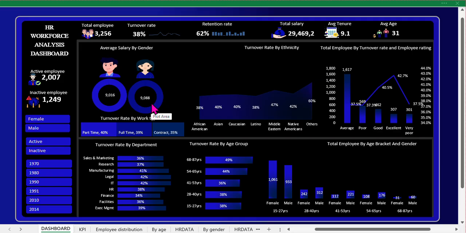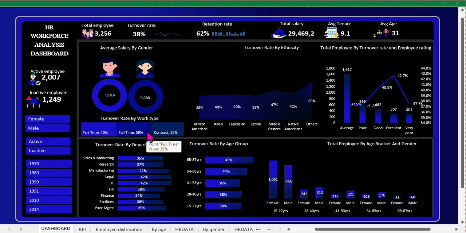Okay, now we have another chart here. This is our turnover rate by work type. And we can see that the part-time here is 40%, full-time is 39%, and contract is 35%. Now this simply means that there's actually high turnover across all the categories here, but the highest here is the part-time workers.